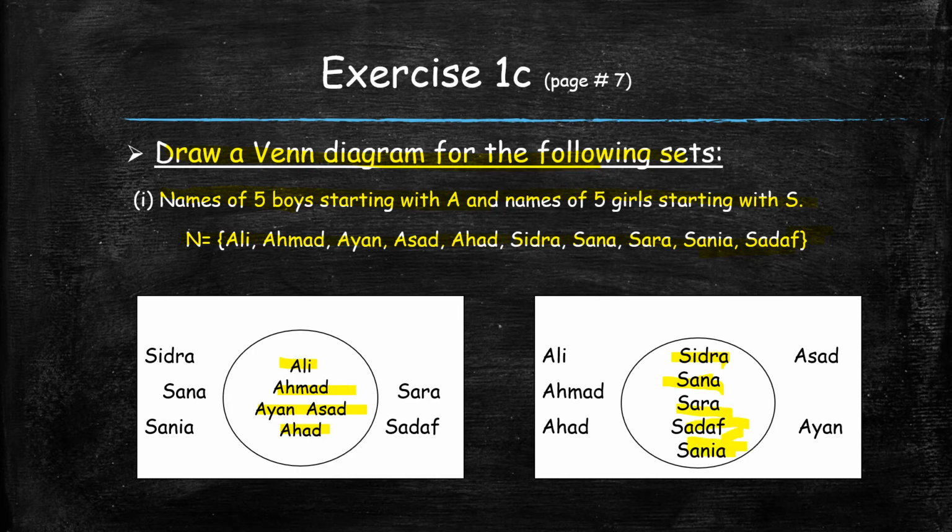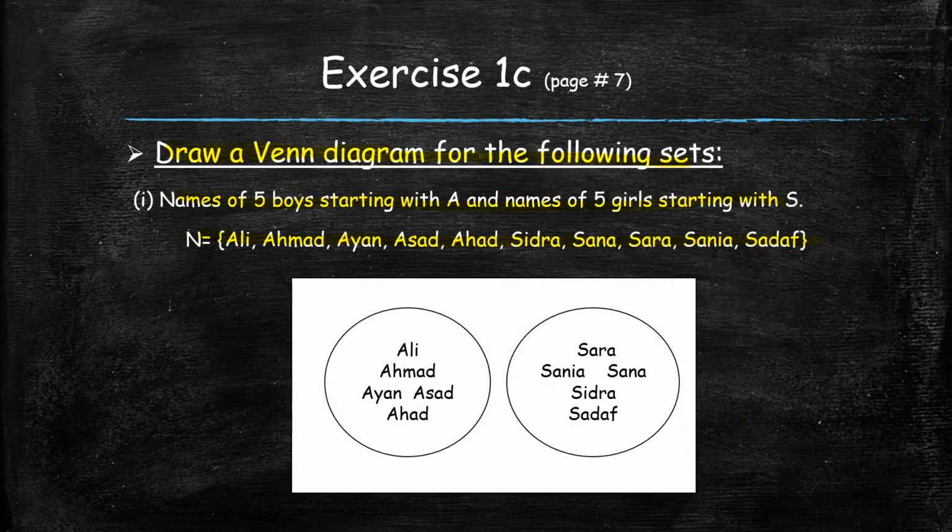But there is another way of representing this set through a Venn diagram. We can make these two circles inside one diagram, like this. Now you can make two circles inside one rectangle. Now this circle is showing the set of names of 5 boys starting with A and the other, names of 5 girls starting with S. So you can also make a Venn diagram like this. You can make two circles inside one rectangle. You don't need to make two.